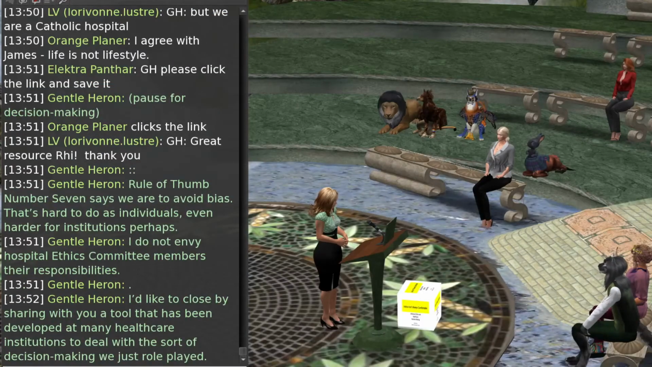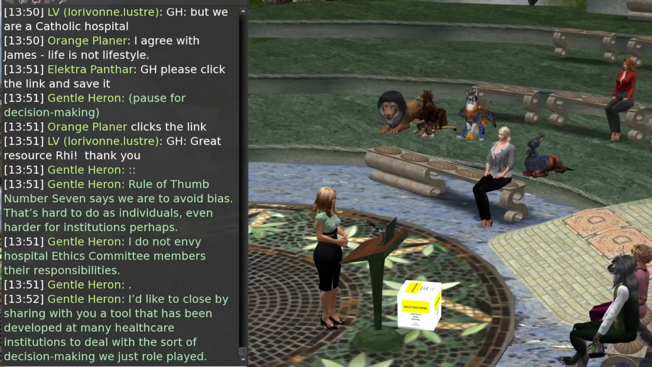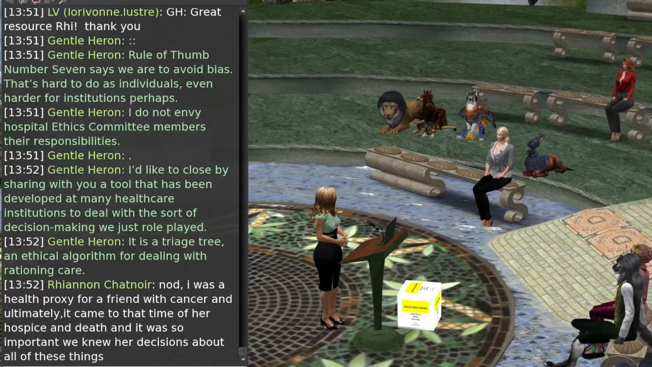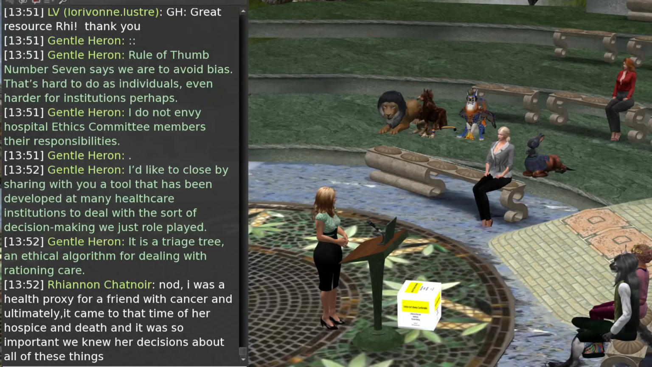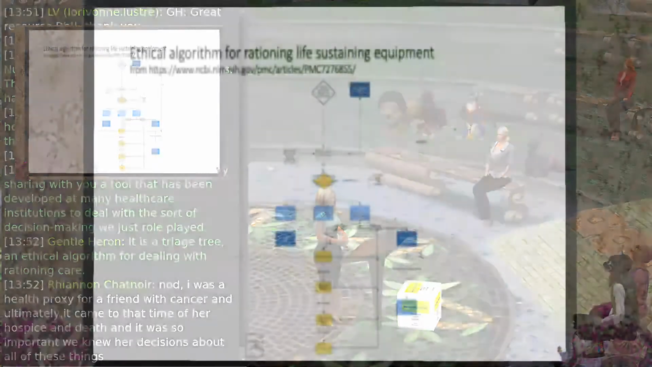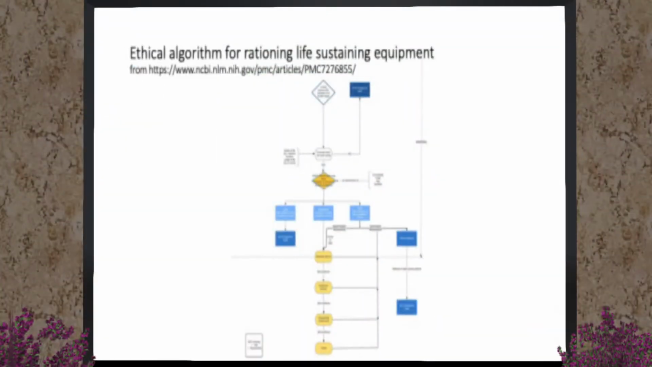I'd like to close by sharing with you a tool that has been developed at many healthcare institutions to deal with the sort of decision making we just role played. It is called a triage tree. It's an ethical algorithm for dealing with rationing care. And Rena was a health proxy for a friend with cancer, and it came to the time for her hospice and death, and it was so important that we knew her decisions about all those things. It's a good way to think about it.